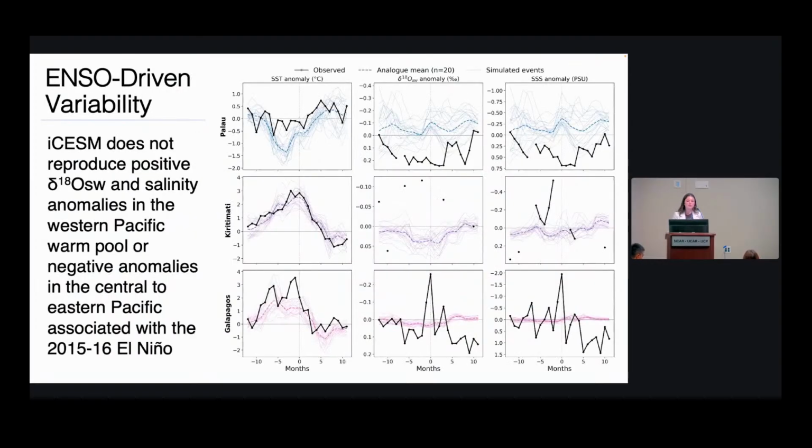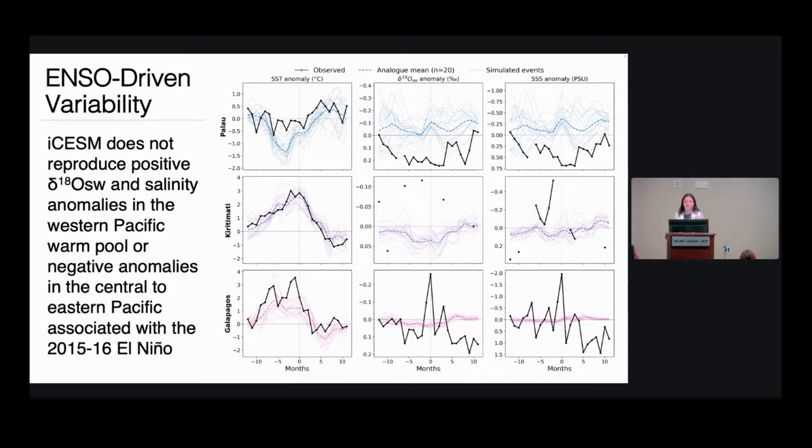So when we move to these hydrological variables of delta 18 seawater and salinity, we see that at Palau, as we would expect just from a climatic dynamical standpoint, we see more positive delta 18 seawater and salinity anomalies, indicating a drier climate during this El Nino peak. However, this sign and the amplitude of change is not replicated by ICSM.